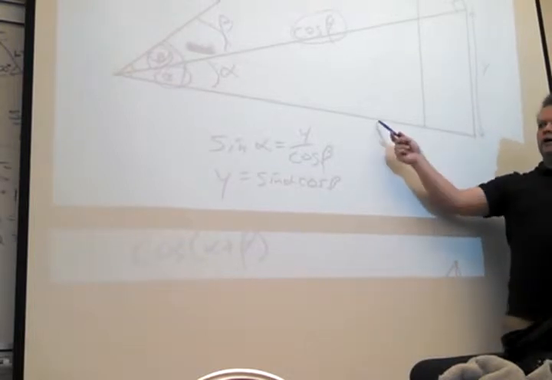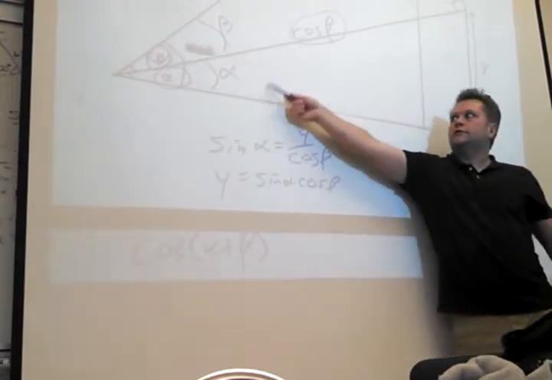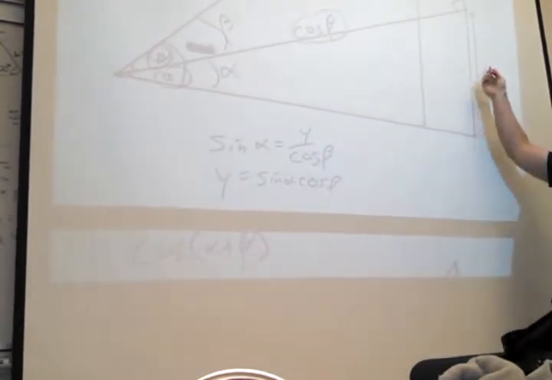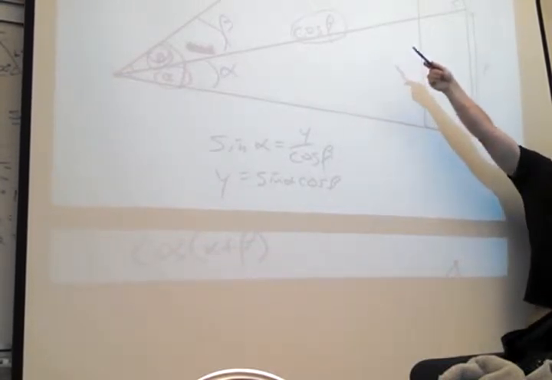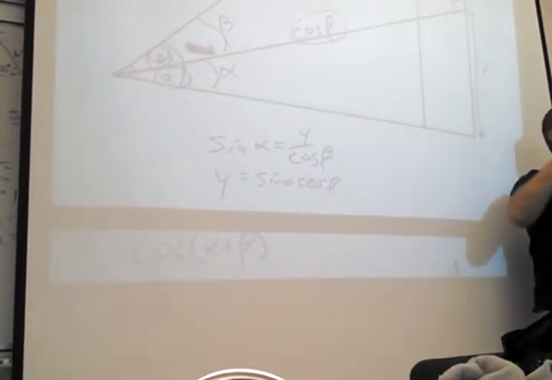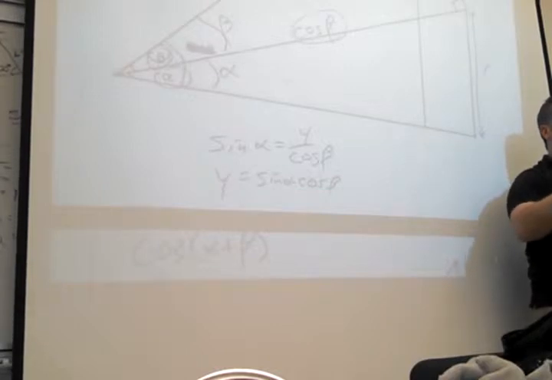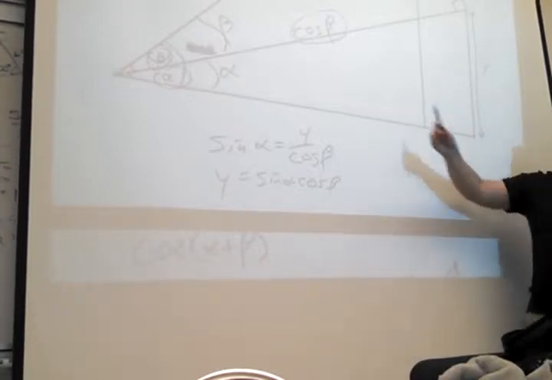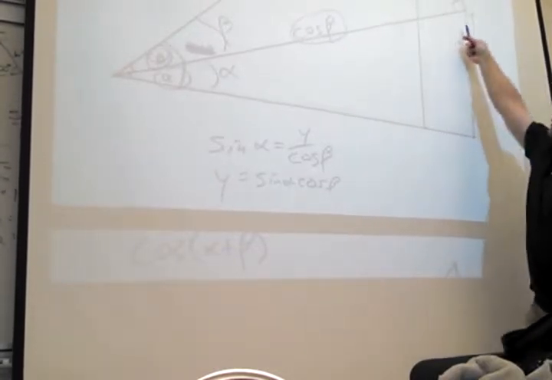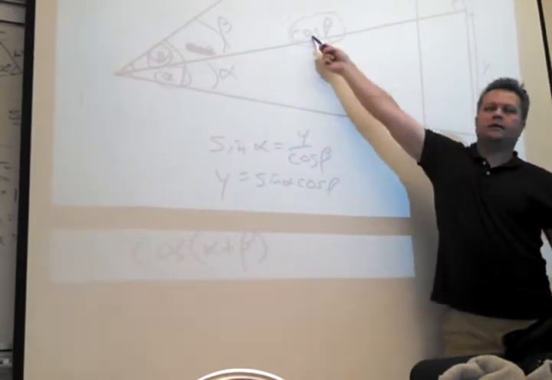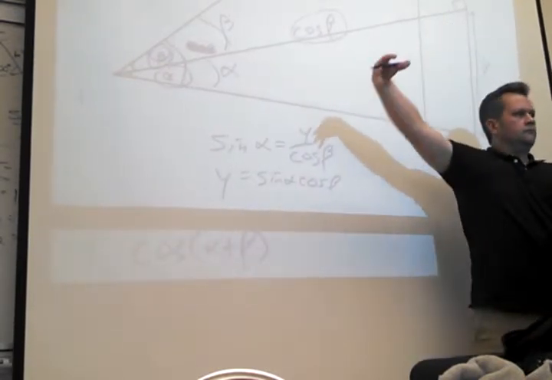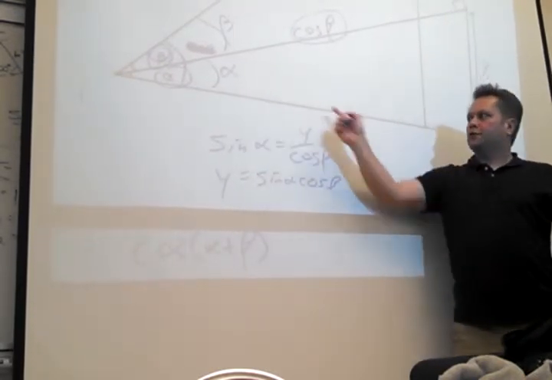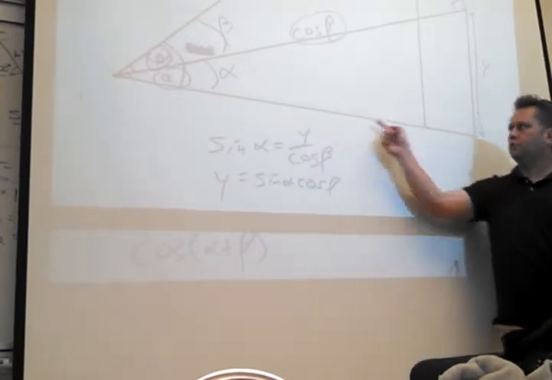The x side is cosine of that angle times this, and the y side is sine of that angle times this. Sine and cosine are just percentages of the hypotenuse. So what percentage of the hypotenuse is along this side? Sine alpha times it. And what's on this side? Cosine alpha times it. So how long is this whole base?